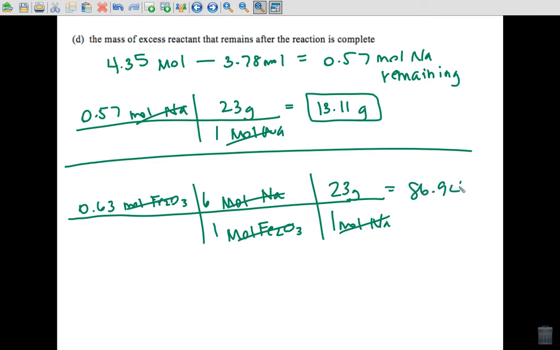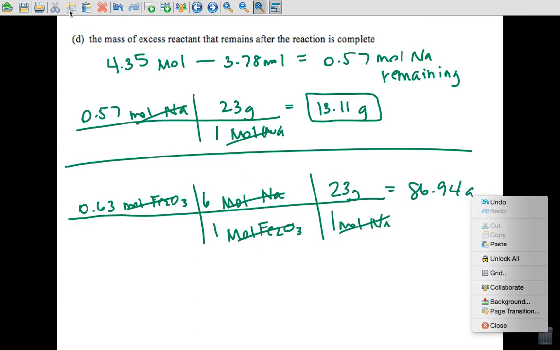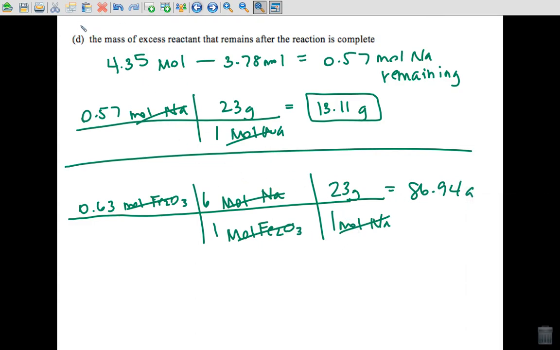Now here's the tricky part. 86.94 is the amount used. This is 86.94 grams used. That's not what the question is asking. The question is asking how much remains. So to get how much remains, you're going to take your starting mass minus the mass used, and you're going to get 13.06 grams.